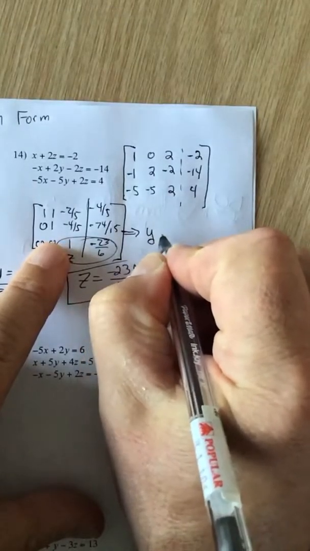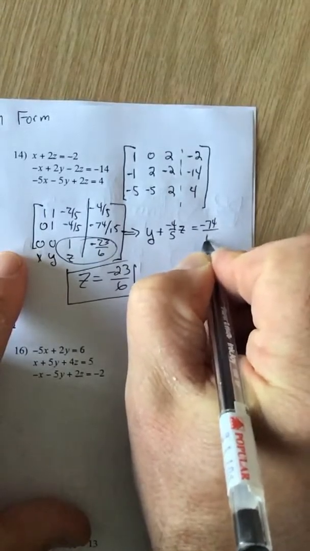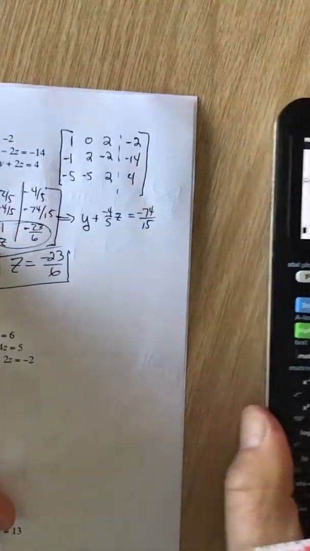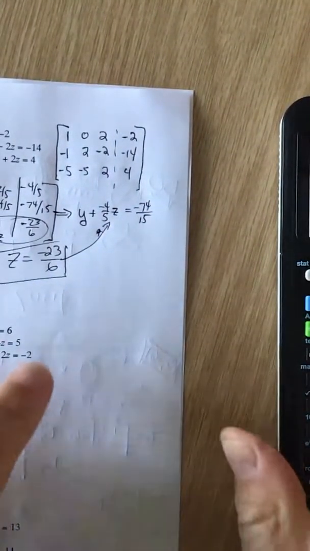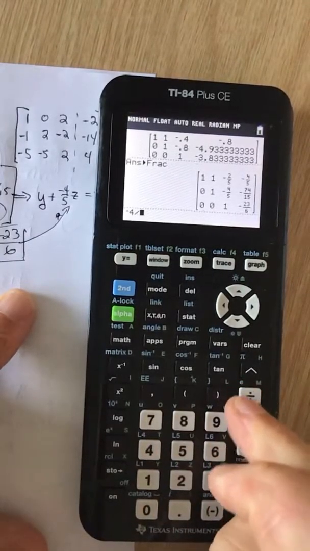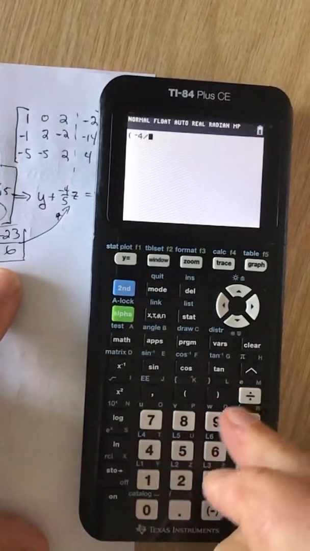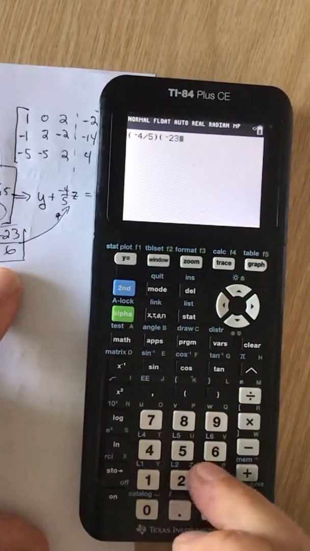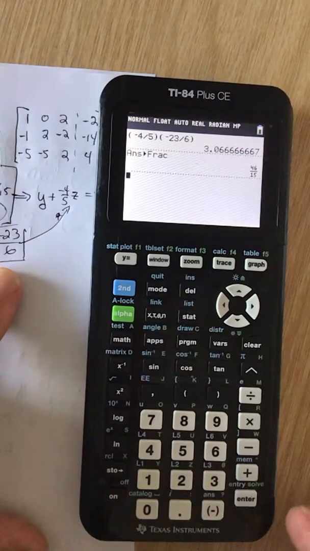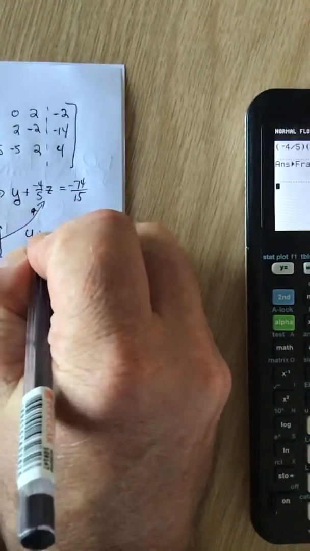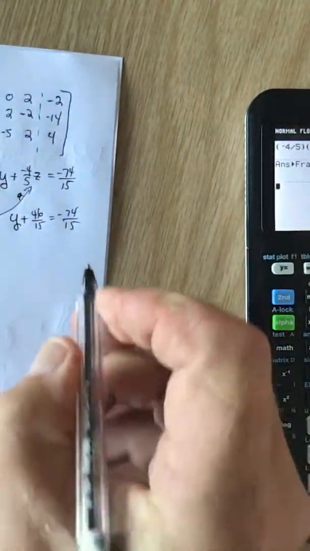Over here, I've got 1Y plus -4 fifths Z equals -74 fifteenths. Okay, I'm going to use my calculator for that. First, I got to get the 23 sixths in there. So -4 fifths times -23 sixths. Math fraction is 46 fifteenths. So I have y plus 46 fifteenths equals -74 fifteenths.